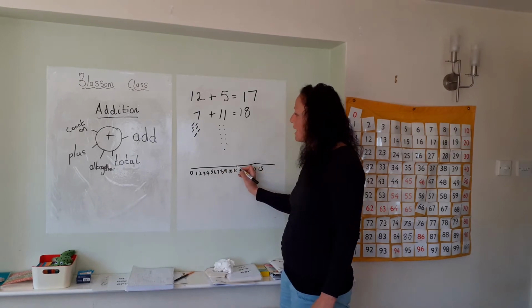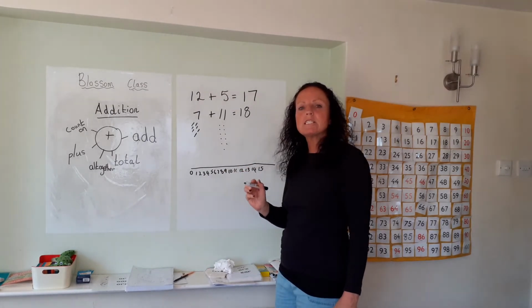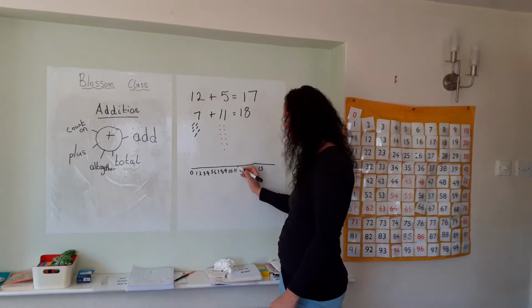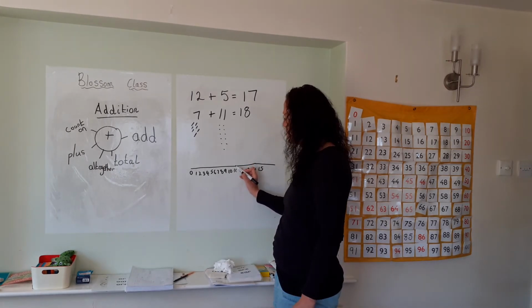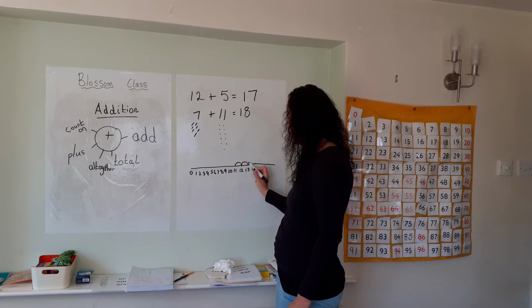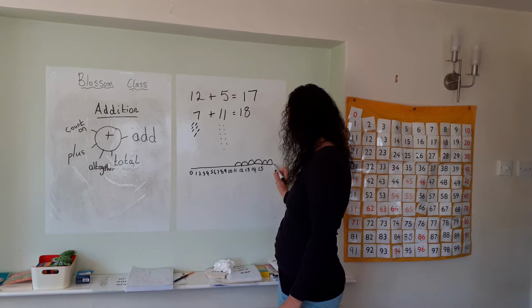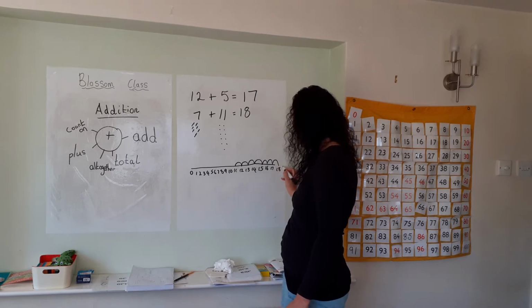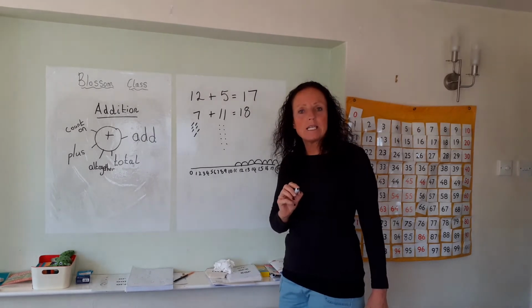So you start on 11, and you've got to count on 7. You've got to count on very carefully. So you've got 11, and you've got to add on 7. So 1, 2, 3, 4, 5, 6, 7. So 16, 17, 18. So our answer would be 18.